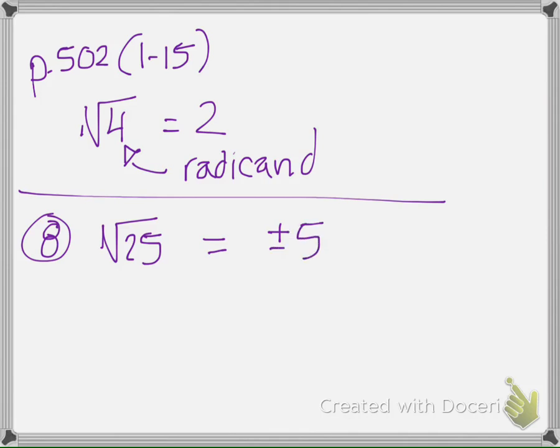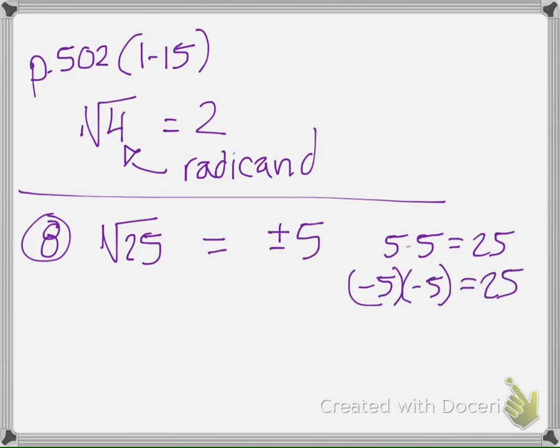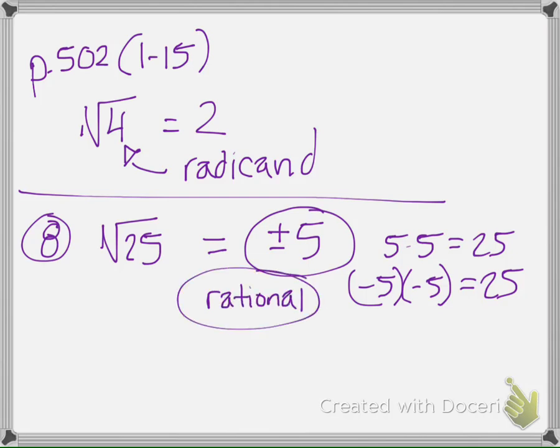It's also negative 5. Because positive 5 times positive 5 is 25. And then negative 5 times negative 5 is 25. So both of those answers work. And the fact that we have a whole number answer and it doesn't go on forever and ever means it can be written as a fraction, and we call that rational. It is rational if it stops, if there's a whole number answer.